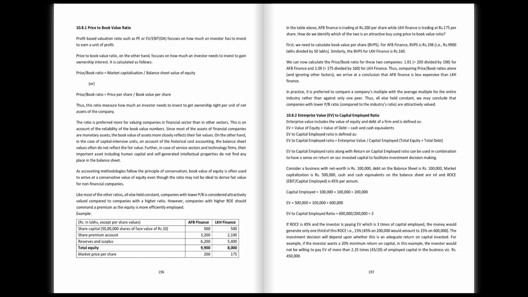Price-to-book ratio equals market capitalization divided by balance sheet value of equity, or price-to-book ratio equals price per share divided by book value per share. Thus, this ratio measures how much an investor needs to invest to get ownership rights per unit of net assets of the company. The ratio is preferred more for valuing companies in the financial sector than in other sectors. This is on account of the reliability of the book value numbers.